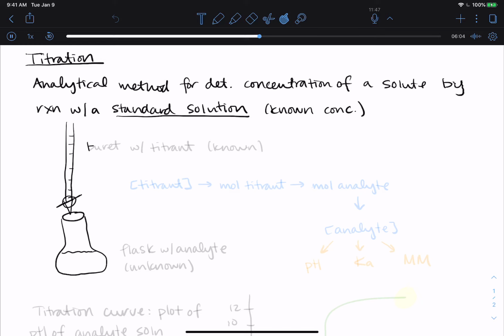And this is called a burette. What we put in the burette, we call the titrant. And this is our known solution. So the burette gets the solution where you know the concentration, and the flask gets the unknown. This is what we call the analyte.